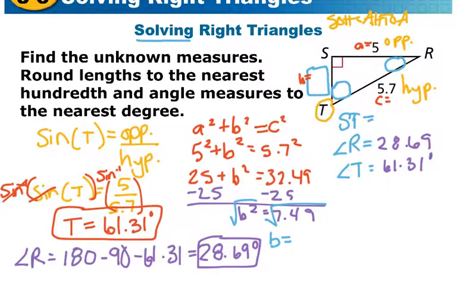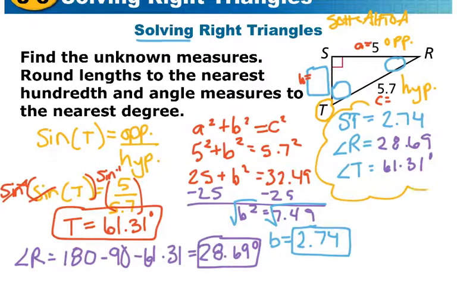And so we get 2.74 for ST. All right. So there's kind of our answer bubble, if you will, but we only really needed to use trig once. We found our angle, and then from there we used our own ideas of the triangle sum theorem, adding to 180, and the Pythagorean theorem, since it's a right triangle.